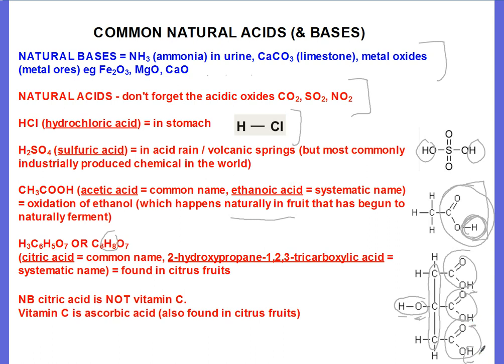So these 3 hydrogens here are the ones that can be donated in acid-base sort of reactions. Lastly, a little common misconception is that citric acid is not the same thing as vitamin C. Vitamin C and citric acid are both found in citrus fruits, but vitamin C is a different acid. It's called ascorbic acid, so please don't make that mistake. Citric acid is not vitamin C.